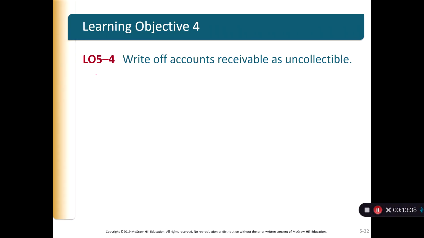Okay, so second step. Step 1 is to record the sales and estimate uncollectibles. Step 2: what happened in year 2, right? What actually was not paid? What did we actually not collect? And how do we deal with the actual uncollectibles?